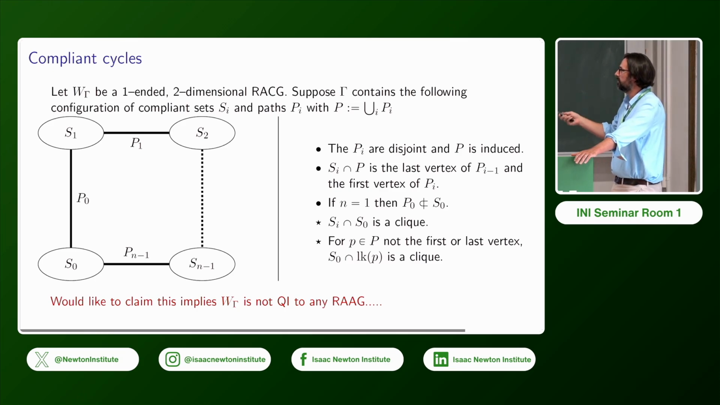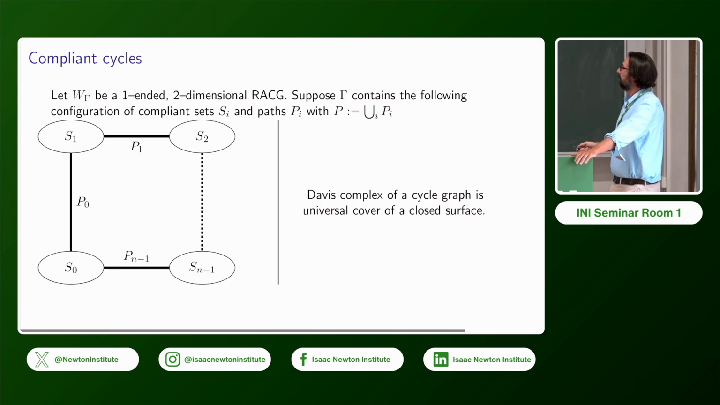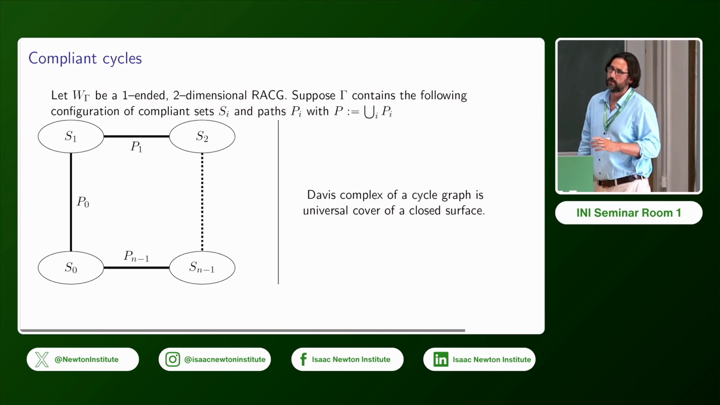But the geometry of it, we'll see in the proof here, what kind of things happen. So suppose you have this kind of configuration. The motivation for this description: if you had a closed cycle graph and you took the Davis complex of that right-angled Coxeter group, that would be the universal cover of a closed surface. This is just a fact about Coxeter groups that we know.